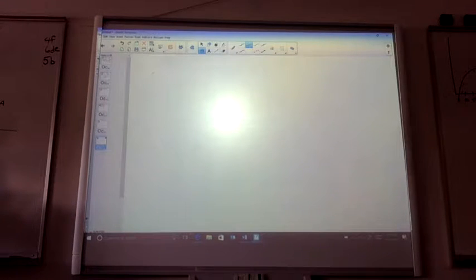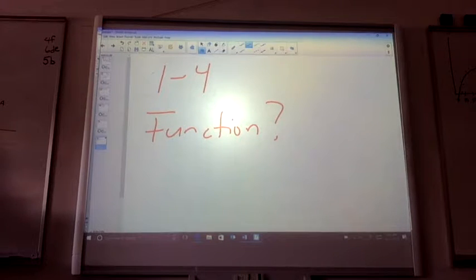So, number 1 through 4, the directions say this. Determine whether the relation is a function. Okay? Function meant what? What does a function mean? If the same number is not being used. Close. The domain, which is the x value, doesn't repeat.